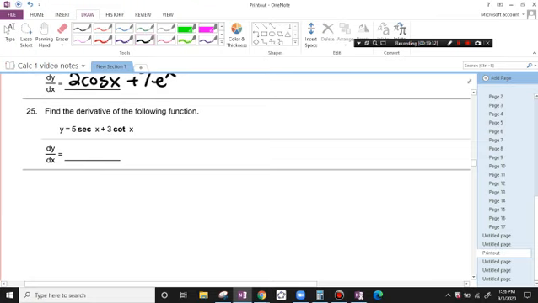We said these last time, the derivative of secant is secant tangent. The derivative of 5 secant is just going to be 5 secant tangent, and the derivative of cotangent is negative cosecant squared. That's it. Hope it helps.